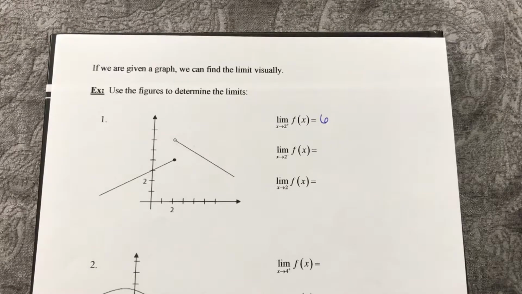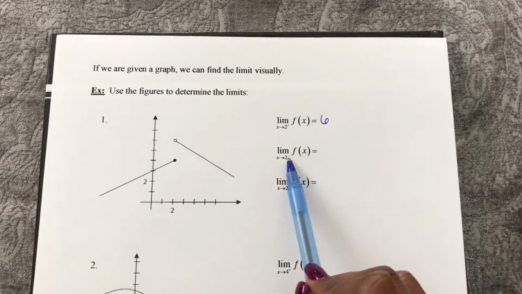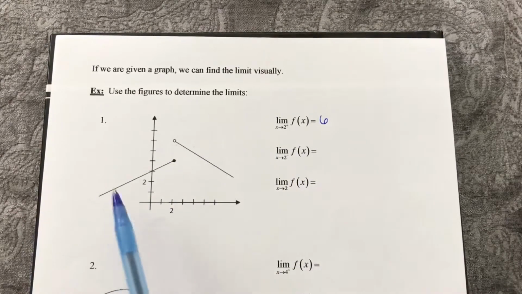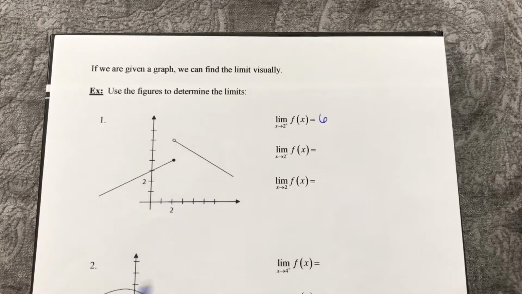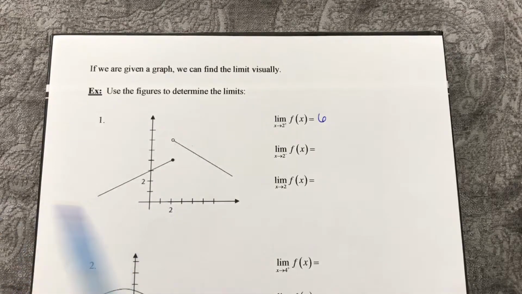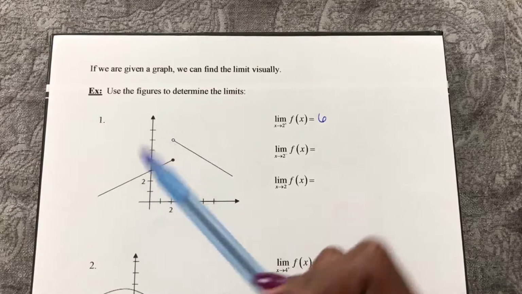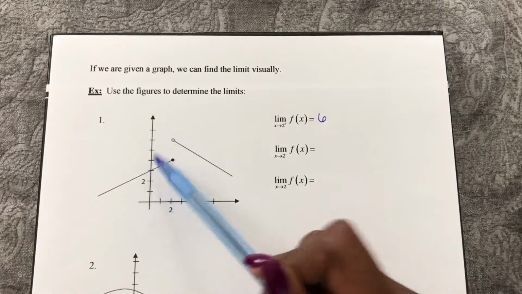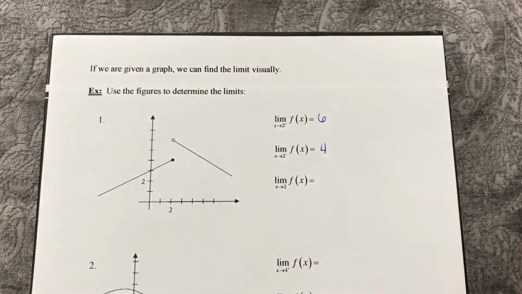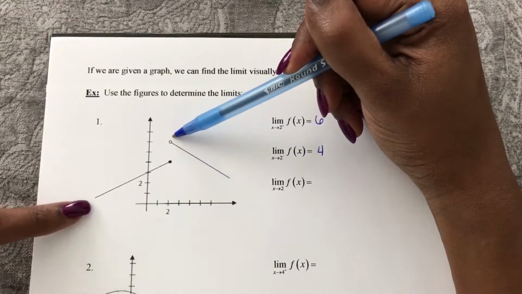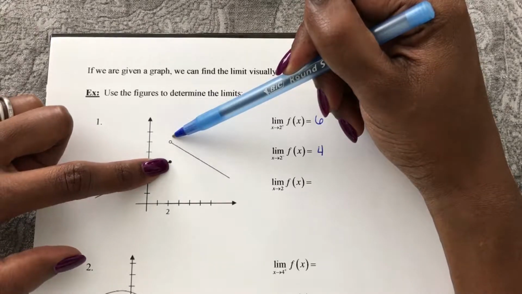So now the next one is looking for as we approach 2 from the left side. So this piece of my function is what is approaching 2 from the left. As my x value is approaching 2, what is my y or f of x value approaching? Well, it's approaching 1, 2, 3, 4. So my right side limit is approaching 6, my left side limit is approaching 4.